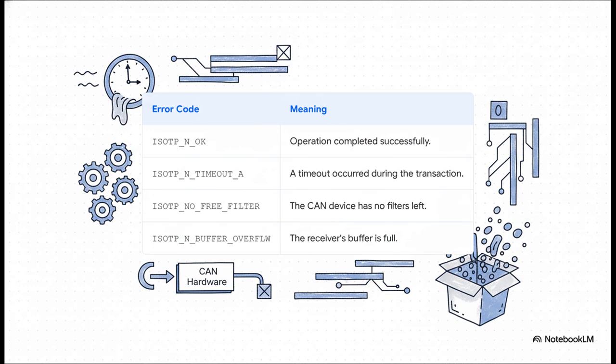Of course, in the real world, things don't always go perfectly. The API is really helpful here, giving you specific error codes to figure out what went wrong. You might get a timeout if the other device never responds, or an error because your CAN hardware is out of message filters, or even a buffer overflow if the receiver signals that it's full.